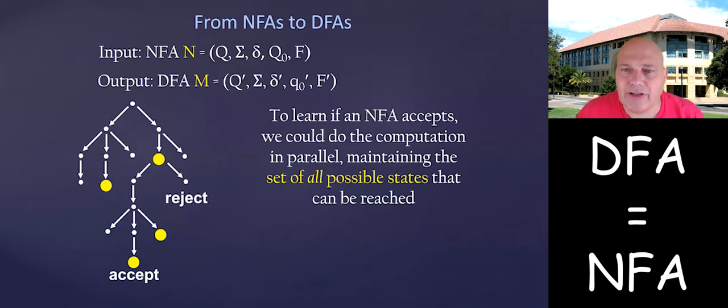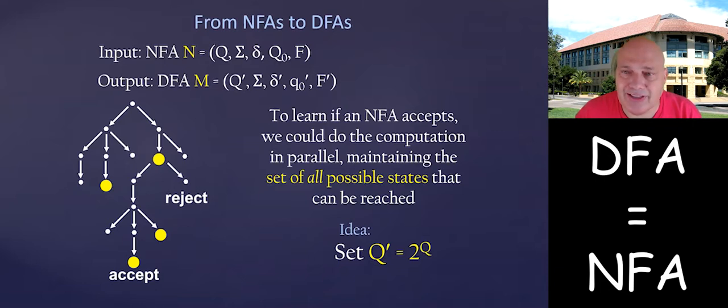To learn if an NFA accepts, we could do computation in parallel, but not in parallel over all paths, but just in parallel over all states. So what we will maintain is the set of all possible states that can be reached by the NFA on the prefix of the input we saw so far. The idea is to define the set of states, Q prime, of the DFA to be the power set, 2 to the Q. So all possible subsets of states in Q.